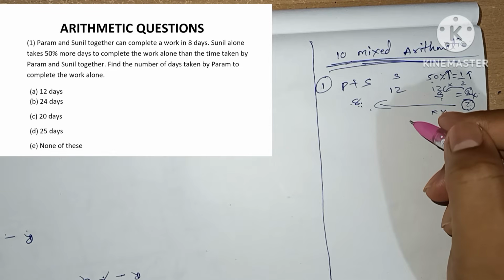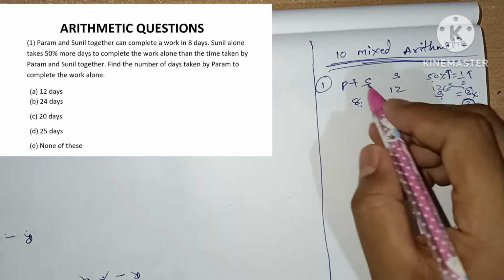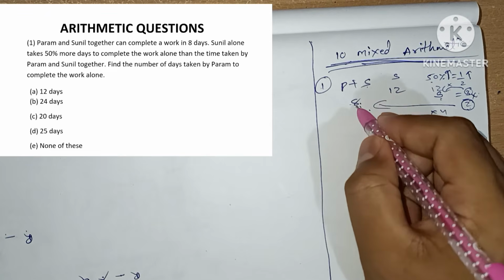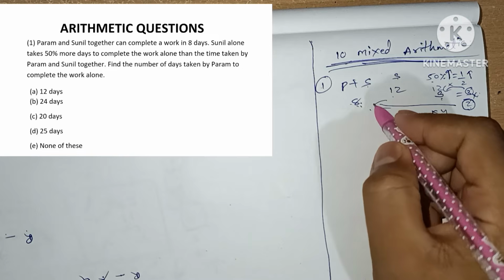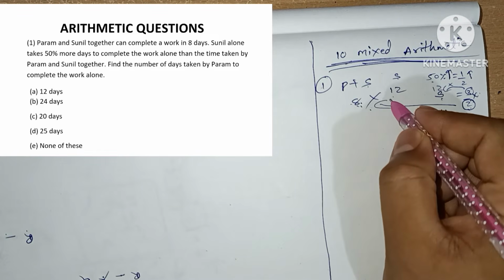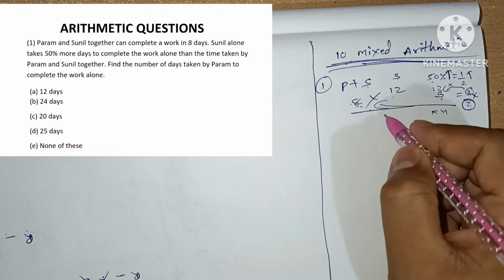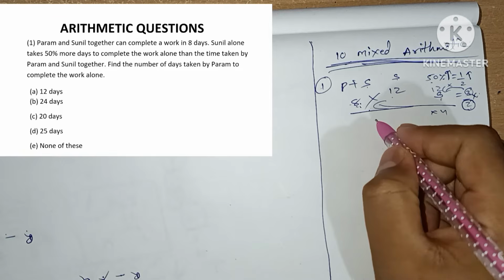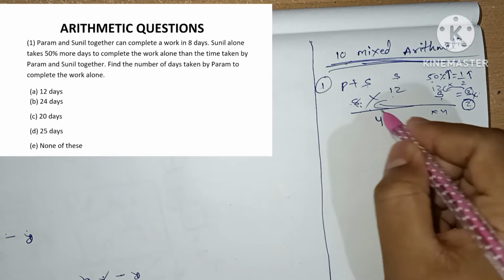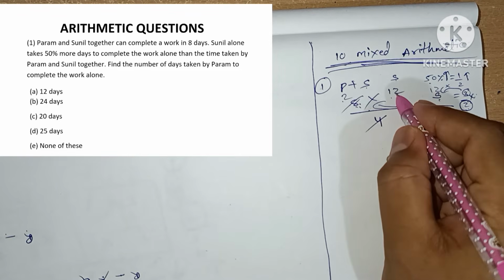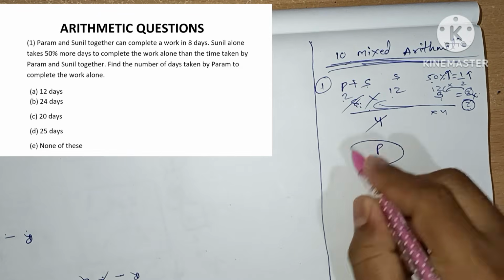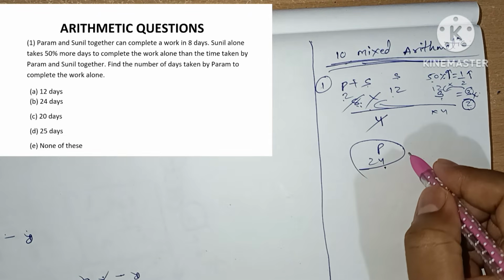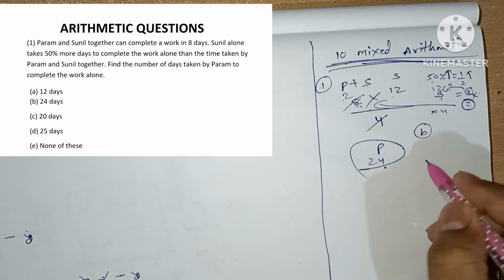Now the question asked is to find the number of days taken by Param to complete the work alone. We have Param plus Sunil value here, Sunil value here. Now we need to find the value of Param. How we do is multiplication of these two and place the difference between these two in the denominator. So 2 times 12, 2 times 24, which is the value for Param. So Param can complete the work in 24 days. This is the answer. So answer will be option B.